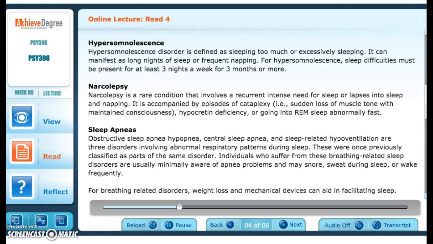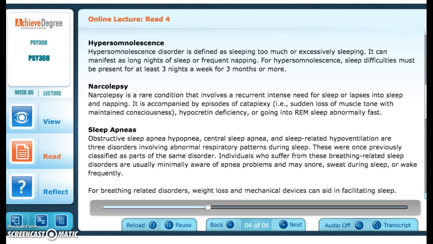Hypersomnolescence. Hypersomnolescence disorder is defined as sleeping too much or excessively sleeping. It can manifest as long nights of sleep or frequent napping. For hypersomnolescence, sleep difficulties must be present for at least 3 nights a week for 3 months or more.